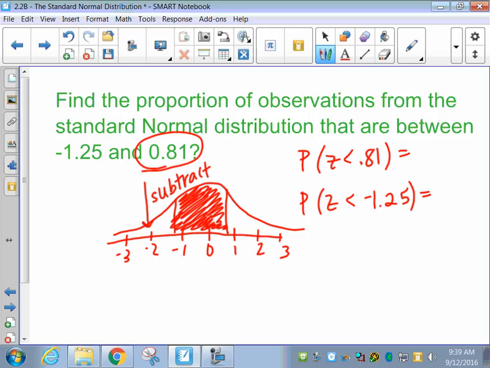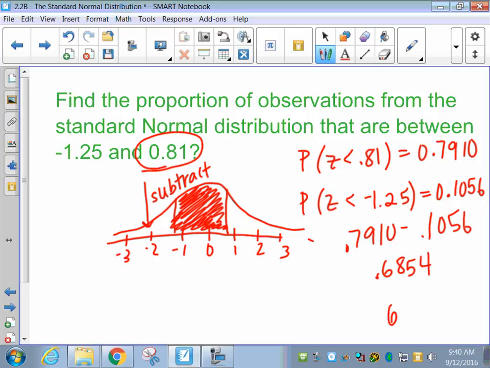What'd you get? 0.791. Okay, I agree with you. Anybody got -1.25? What area is left of that? Jake? 0.1056. Yep, that's what I got. Okay, again, this tells me the entire area left of it. This is left of that, so we subtract them. 0.7910 minus 0.1056 gives me 0.6854. So if we round, about 69% of the data falls in between those z-scores.